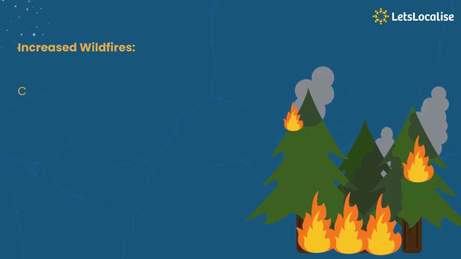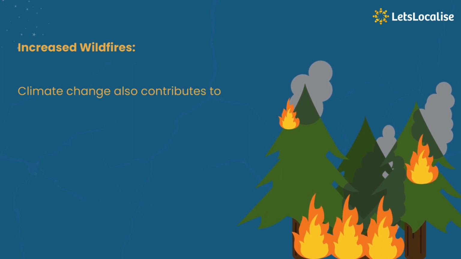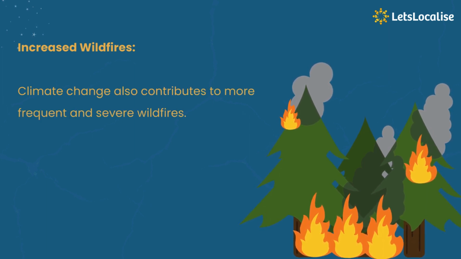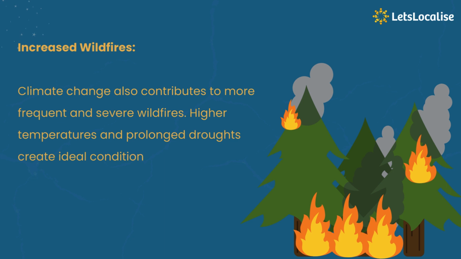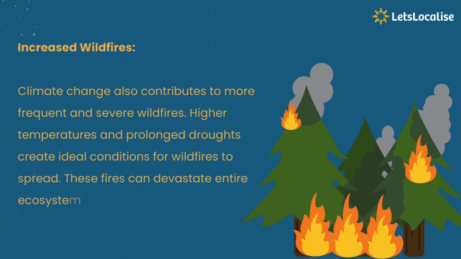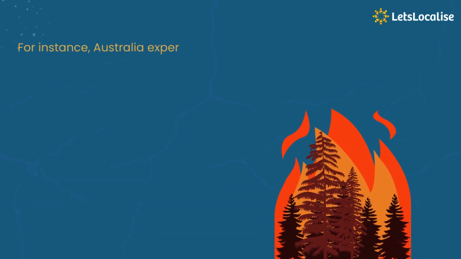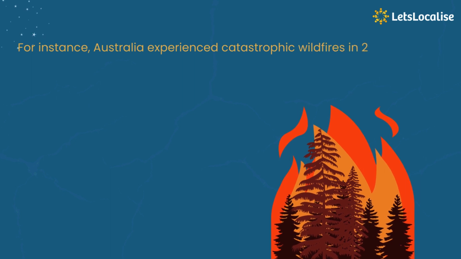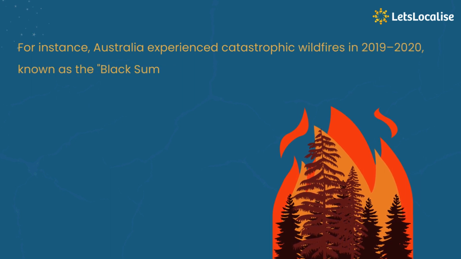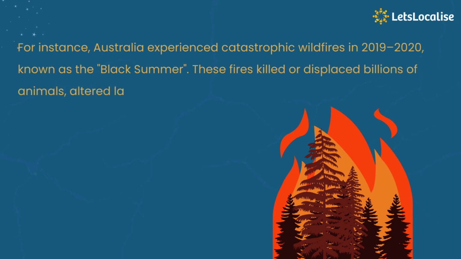Increased wildfires. Climate change also contributes to more frequent and severe wildfires. Higher temperatures and prolonged droughts create ideal conditions for wildfires to spread. These fires can devastate entire ecosystems, destroying plant life and the habitats of many species. For instance, Australia experienced catastrophic wildfires in 2019-2020, known as the Black Summer. These fires killed or displaced billions of animals, altered landscapes, and had long-lasting effects on the ecosystem.